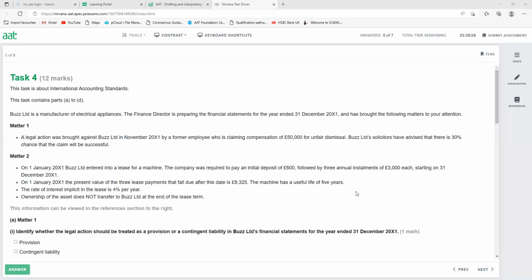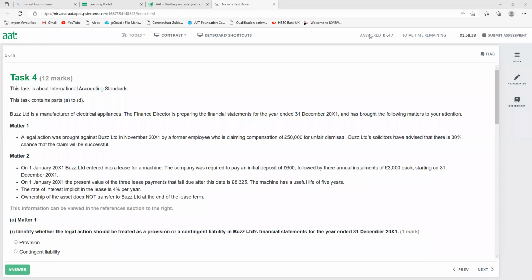All right, so let's have a look at our question number 4. This question is for 12 marks, and it's a very straightforward question. If we know what a provision and a contingent liability are, this question can be very easy for us to do quickly.